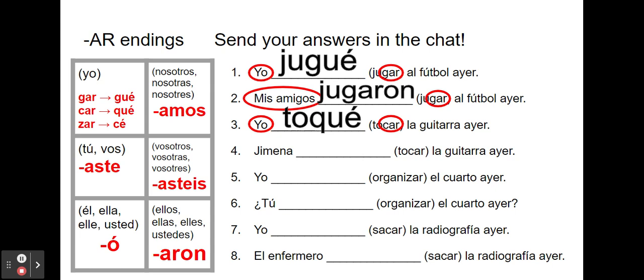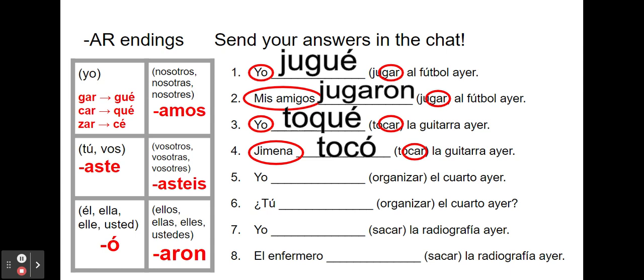Number 4 is also using the verb tocar. Jimena toca la guitarra ayer. But now, even though it's still a CAR verb, now my subject is Jimena. So since Jimena is the subject that's singular, it's one person. So that would be él, ella, or ella. So my best option is to use the O with an accent mark ending. So that would be Jimena tocó la guitarra ayer.